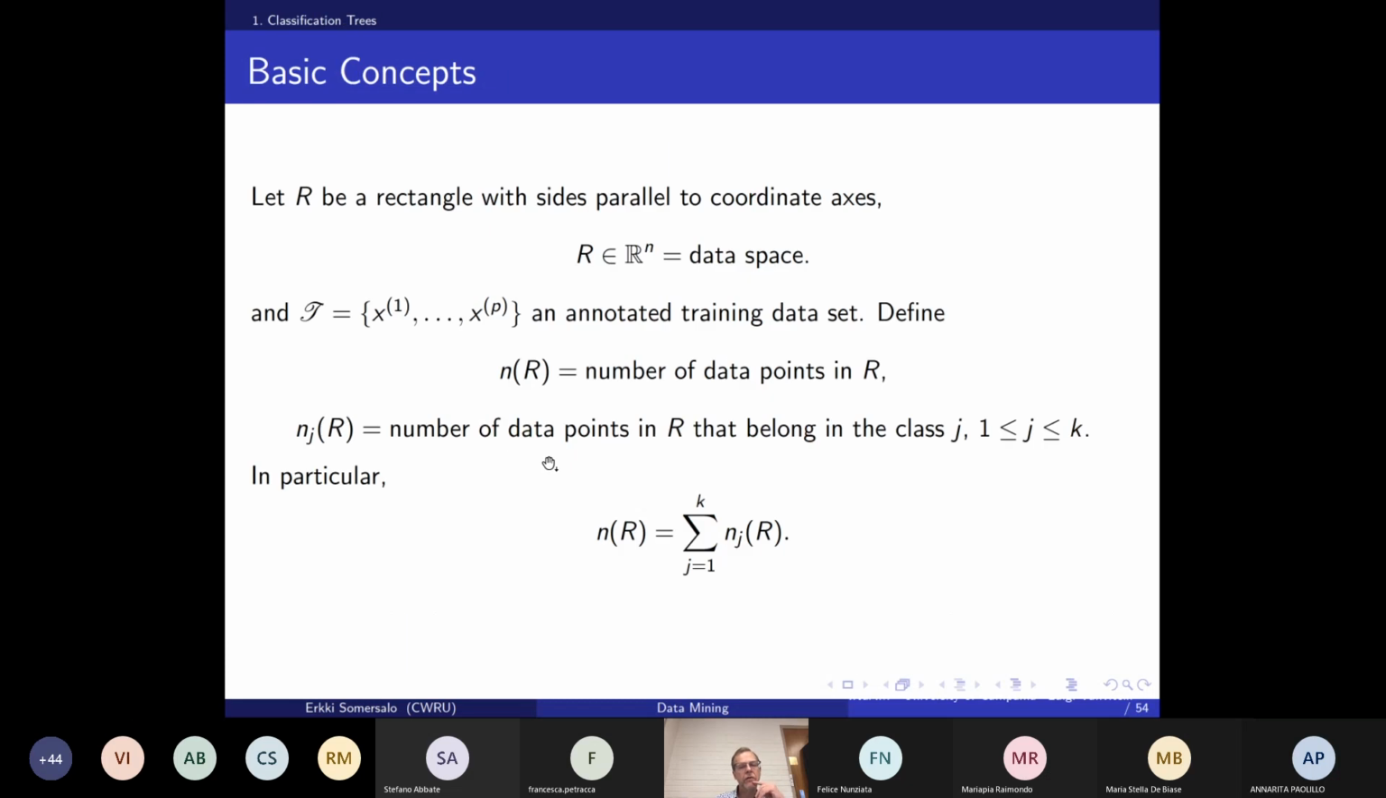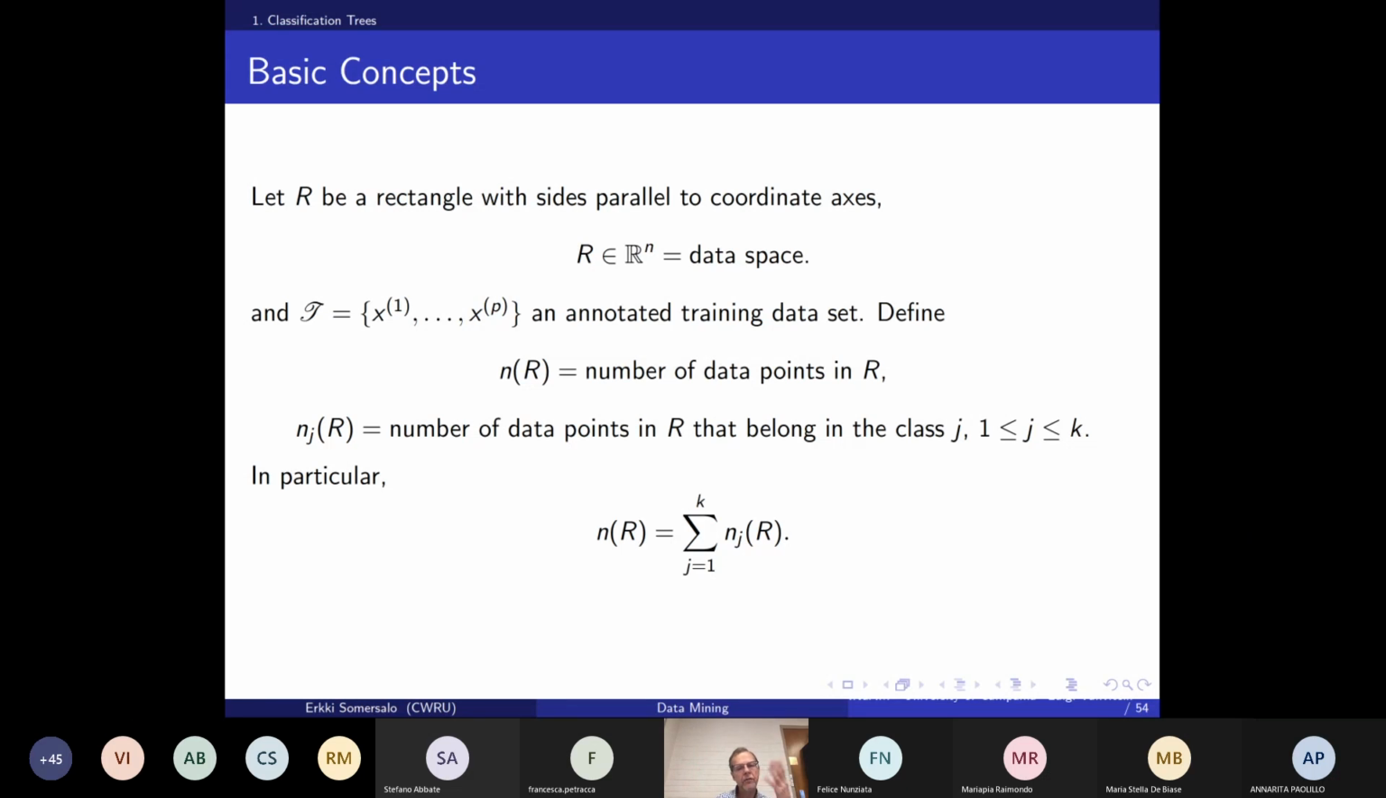So we start with some basic concepts here. R in my presentation now refers to a rectangle where sides are parallel to the coordinate axes. So you can think of this two-dimensional rectangle, but of course we are in higher dimensional space. So in 3D it would be a rectangular parallelepiped, what we usually mean by a rectangular object in 3D.